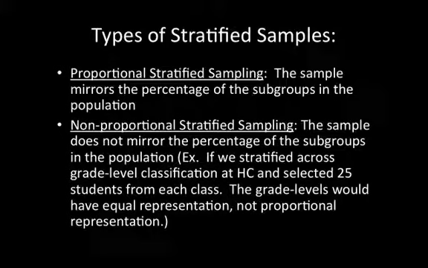In non-proportional stratified sampling, the sample does not mirror the percentage of the subgroups in the population. In our previous example, it would be 25 guys, 25 girls. People tend to be real happy with those and think they're fair, even if that doesn't reflect the proportion of representation. So for another example, if we stratified across grade level classification at Houston Christian and selected 25 students from each class to have a sample of 100, the grade levels would have equal representation, not proportional representation, because typically the freshman class is the largest and the senior class is the smallest, and the other two are somewhere in between.